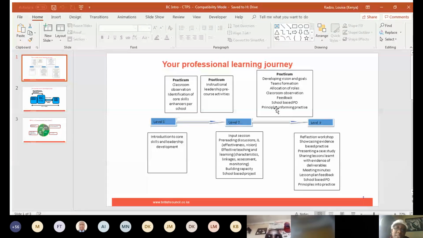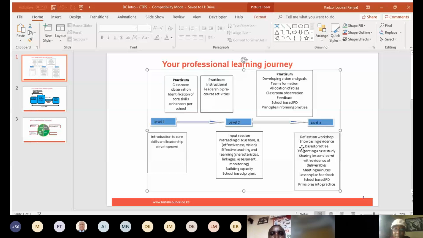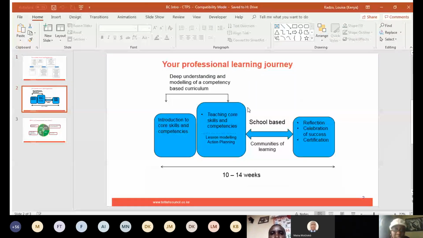So we're now going to look at specific aspects and give you some practical skills on how you can specifically teach competencies. Yes, you're teaching your subjects, but how can you teach competencies? And then after that, we are going to have a reflection workshop at some point later that we will communicate. So this is how your professional learning journey looks.